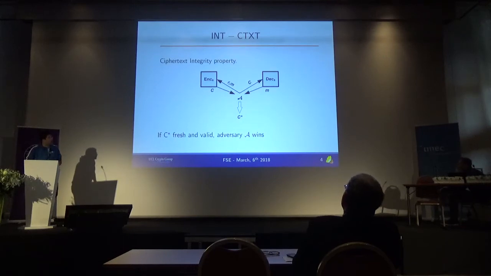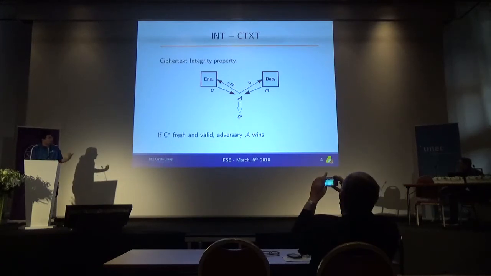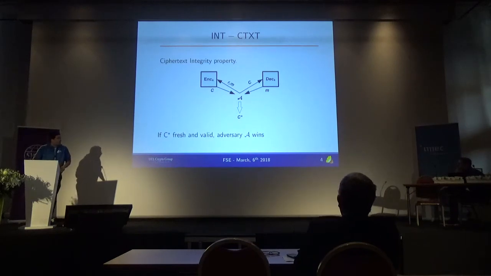This is the well-known ciphertext integrity security property, where the adversary has access to an encryption oracle, which he can query on input randomness and message, obtaining a ciphertext, and a decryption oracle which outputs either invalid, if the ciphertext he asked to decrypt is not valid, or the correct decryption. We do not want the adversary to be able to create a new ciphertext, C star, which is fresh and valid.